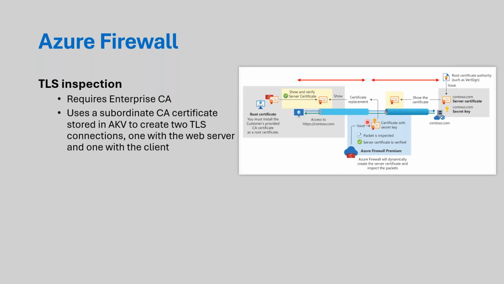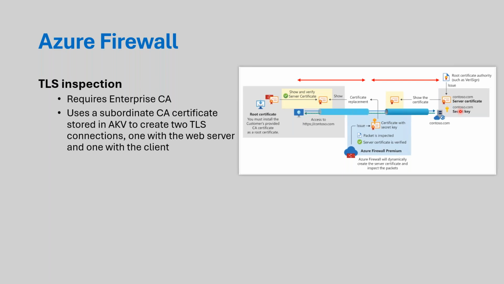And it does that because this subordinate certificate here is able to generate the destination certificate so that the client thinks it's making its connection, still allowing the device to decrypt this and check it out and send it on its way. That's a premium feature. So traffic is encrypted between client and firewall and between firewall and destination. It is used for outbound connections.